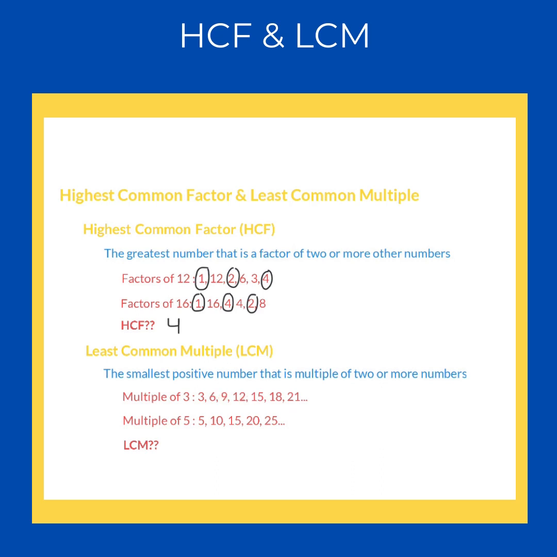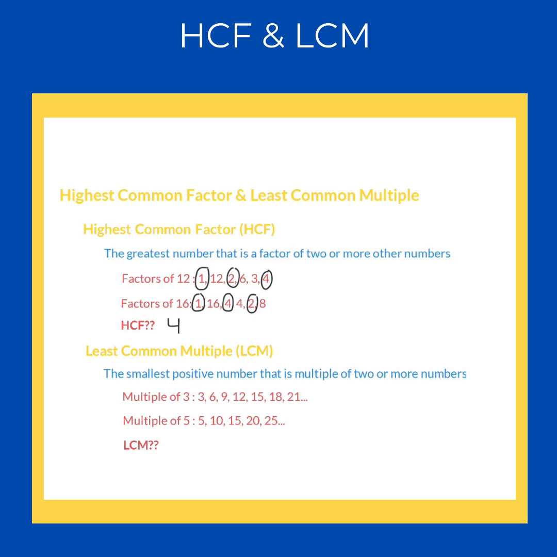Now the multiples of 5 are 5, 10, 15, 20, and so on. Now again, every time we're adding 5 to the preceding number, so 5 plus 5 is 10, 10 plus 5 is 15, 15 plus 5 is 20, and so on. Now, the question is, what's the least common multiple?